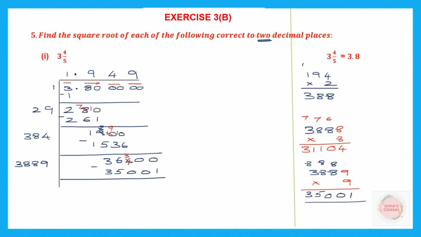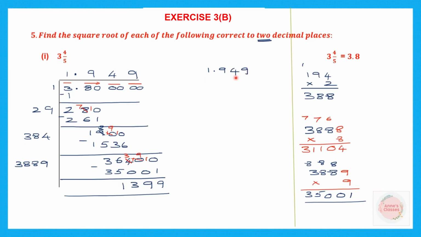let's borrow from here. 10 minus 1 is 9. Again 9, 3. Then here we have 6 minus 5 is 1. So our remainder is 1,399. So now let's look at our quotient. Our quotient is 1.949. Let's write it down. Quotient is 1.949. Now we have to find the square root correct to 2 decimal places.